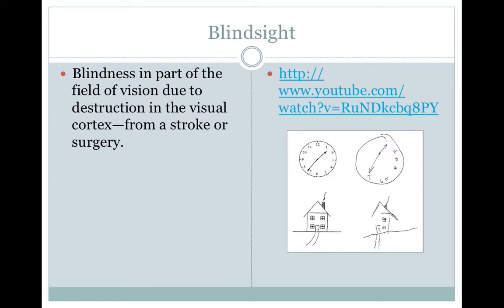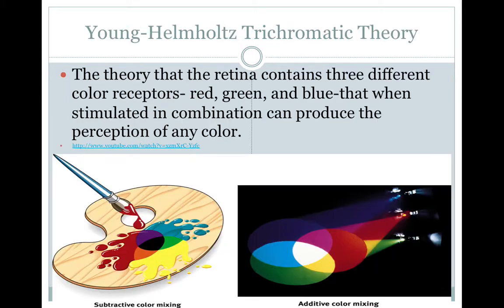Blindsight is a type of disorder where a person actually has blindness in part of their visual field because of the visual cortex being destroyed, possibly from a stroke or a lesion from surgery or just some kind of brain injury. And so if you get a chance, watch the YouTube video. It gives you a better understanding of how this works. But they're actually blind in part of their visual field because of damage to the visual cortex.